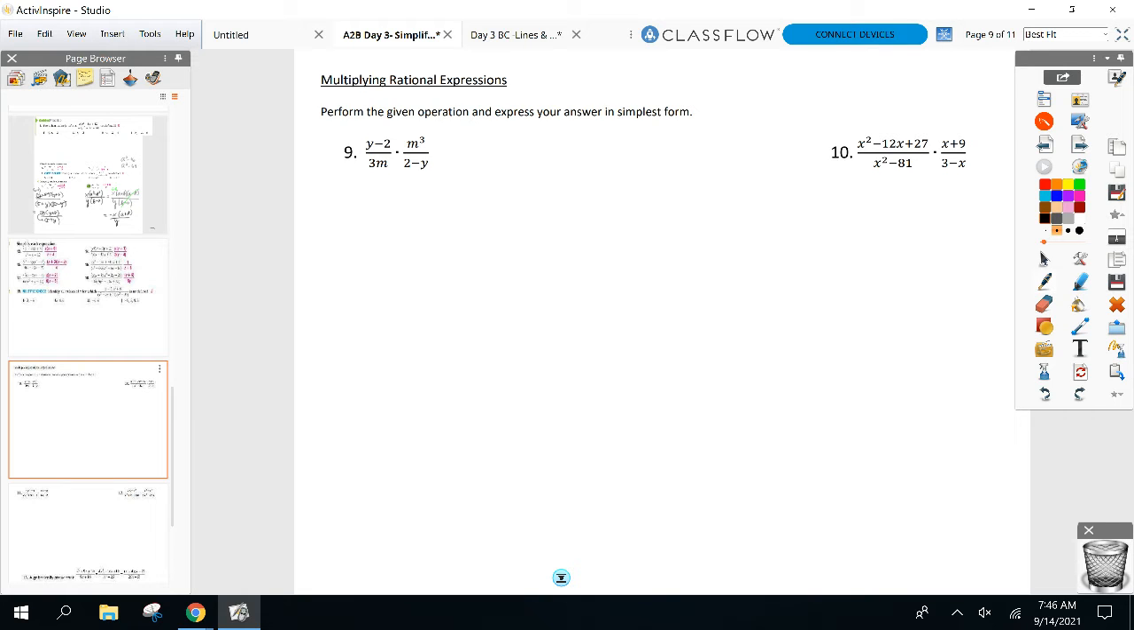GCF, difference of two perfect squares, grouping. Anybody see anything you can multiply? Me neither. All right, so there's nothing you can factor. Are we all in agreement? Nothing you can factor. All right.